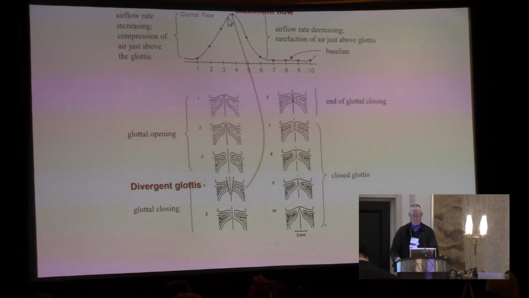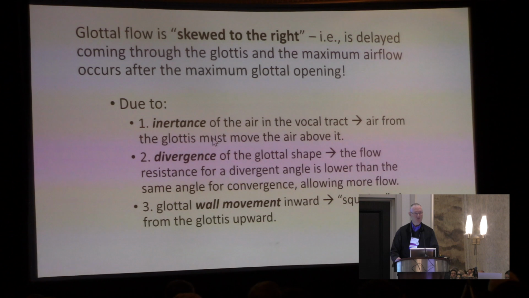And this is the phrase many of you heard: skewed to the right. The airflow peak is skewed to the right, that is, later than the maximum glottal area. So from looking above, that's what skewing to the right means. It's due to inertness of the air, of the vocal tract air, because it has mass, and so that slows down the flow coming through.